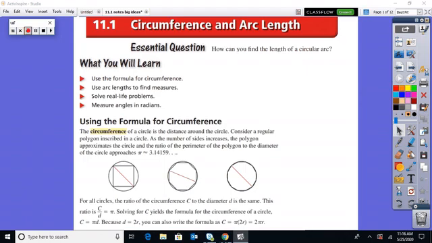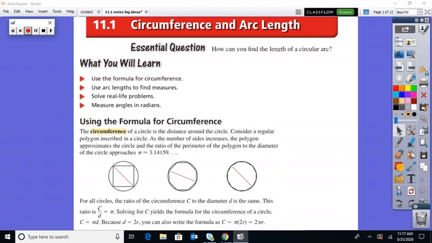11.1, circumference and arc length. Now, you know what circumference is, so you're familiar with that. Arc length may be a little something new, and so we're going to put our ears on and focus on that point. First off, the circumference, of course, is the distance around a circle. You learned this back in the day.